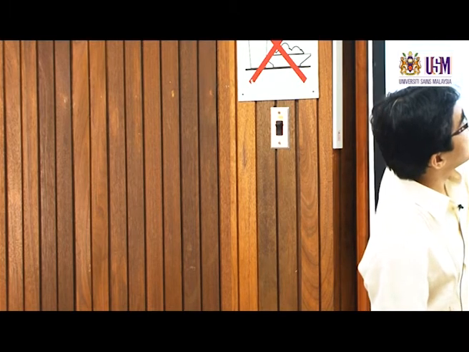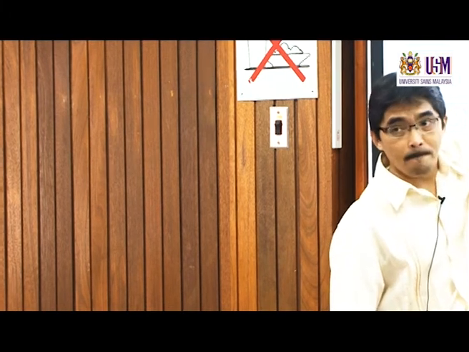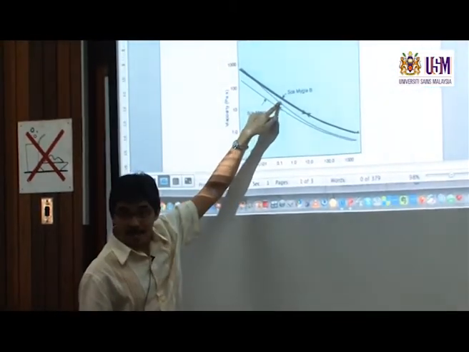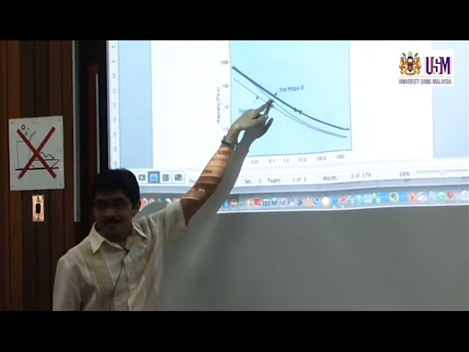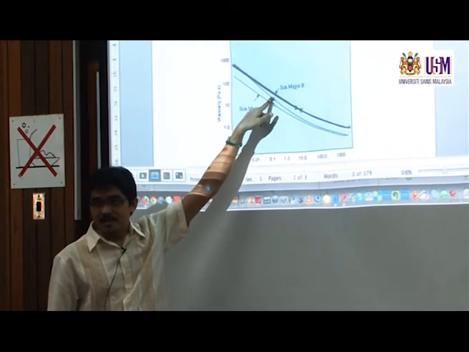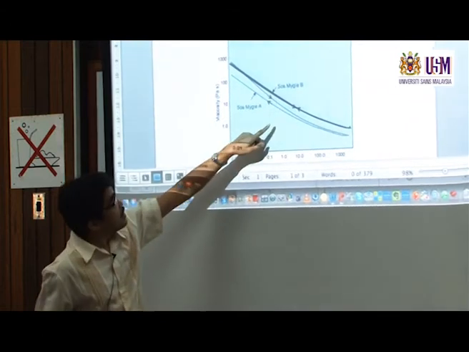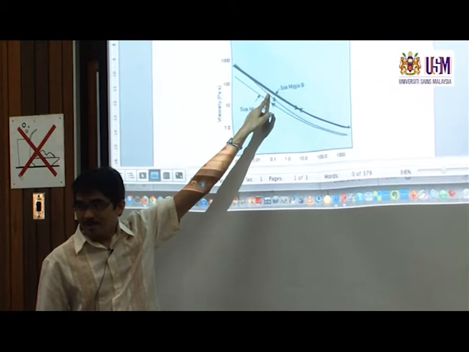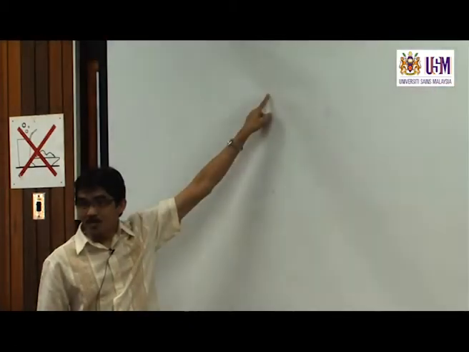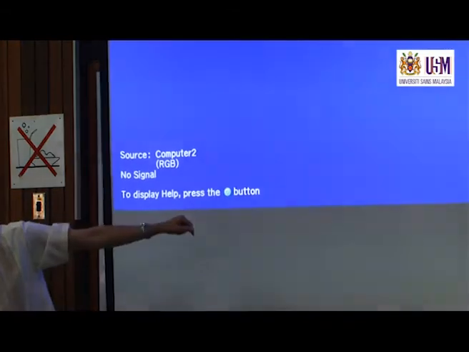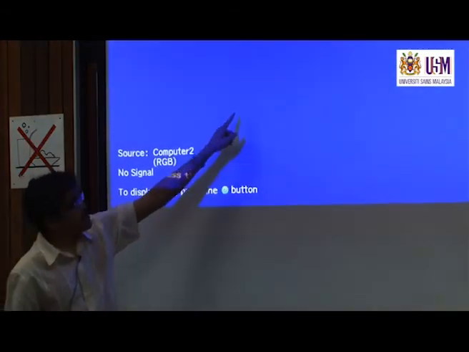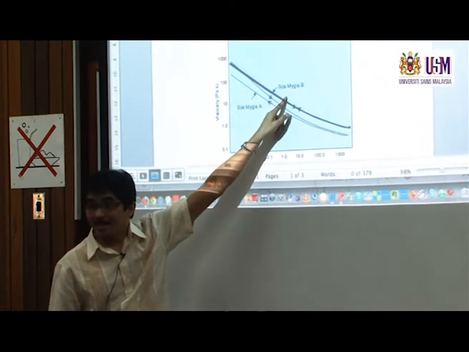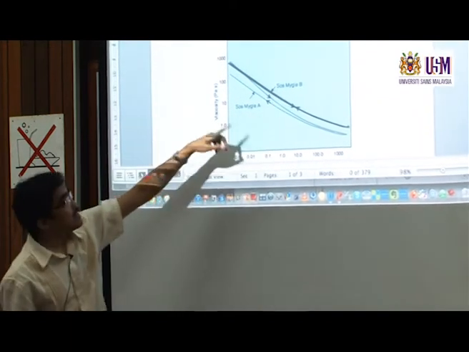Which one has a steeper slope? A or B? A. Visually, of course, we don't calculate here, but visually you can say sample A has a steeper slope, which means that sample A flows more readily, more smoothly. We expect sample A to flow more readily and more smoothly compared to sample B. Okay?